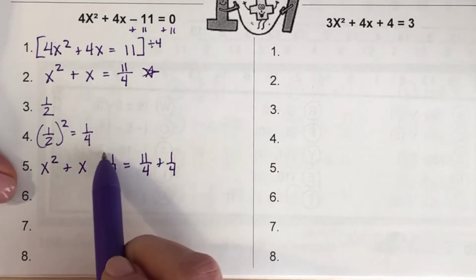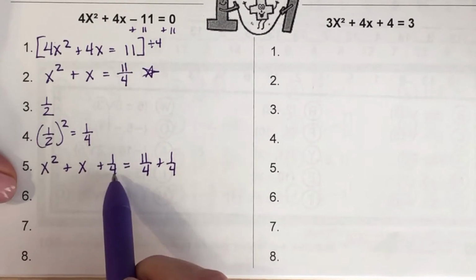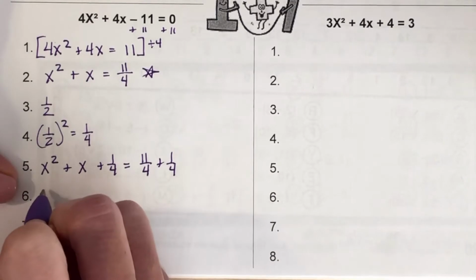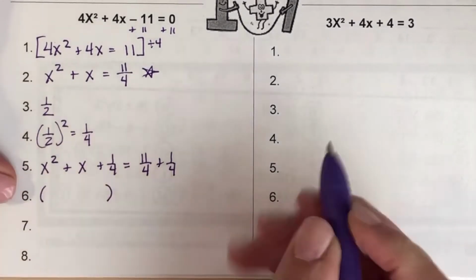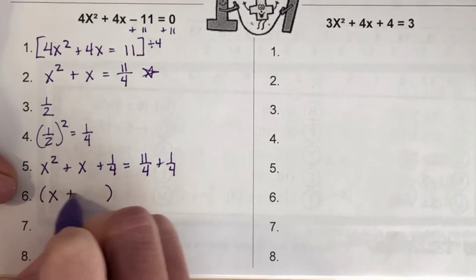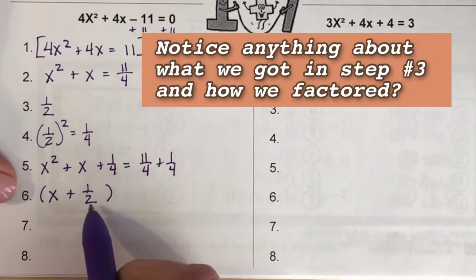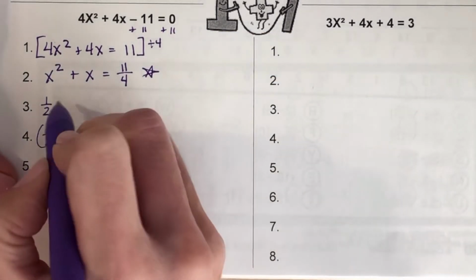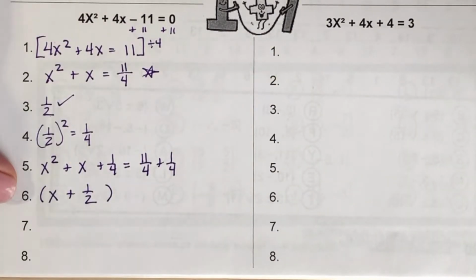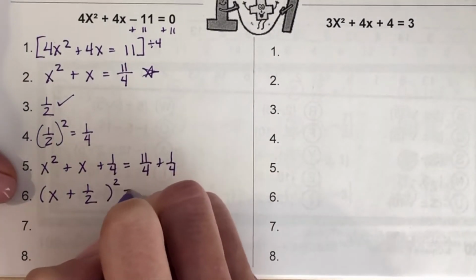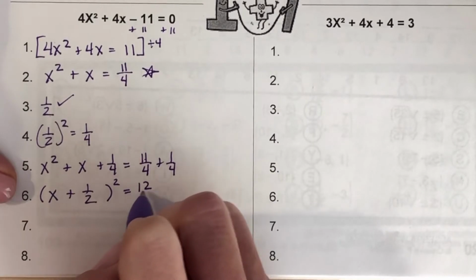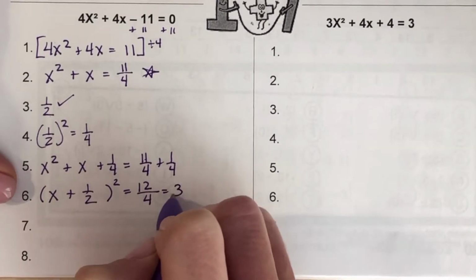Now I'm going to go ahead and factor this. And again, I'm looking for factors of 1/4 that add or subtract to get 1. I know this should factor out to be a perfect square. So this is going to be x plus 1/2, because 1/2 times 1/2 is 1/4 and 1/2 plus 1/2 is 1. Oh, and look, I'm adding this right here. When I factor it, it turns out to be that. And this is going to be squared equals, and then 11 plus 1 is 12/4, which I'm just going to simplify right away to be 3.